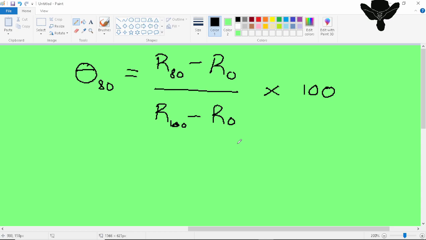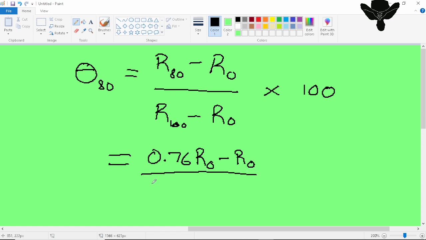Meaning that R80 can be written in terms of RO. When we calculated R80 in terms of RO, we got 0.76 RO. So now we have 0.76 RO minus RO. And then down here, when we had the resistance at 100 in terms of RO, that was 0.67 RO. And then we have minus RO. Now we can do some things. We can factor out RO from the top part of the equation.